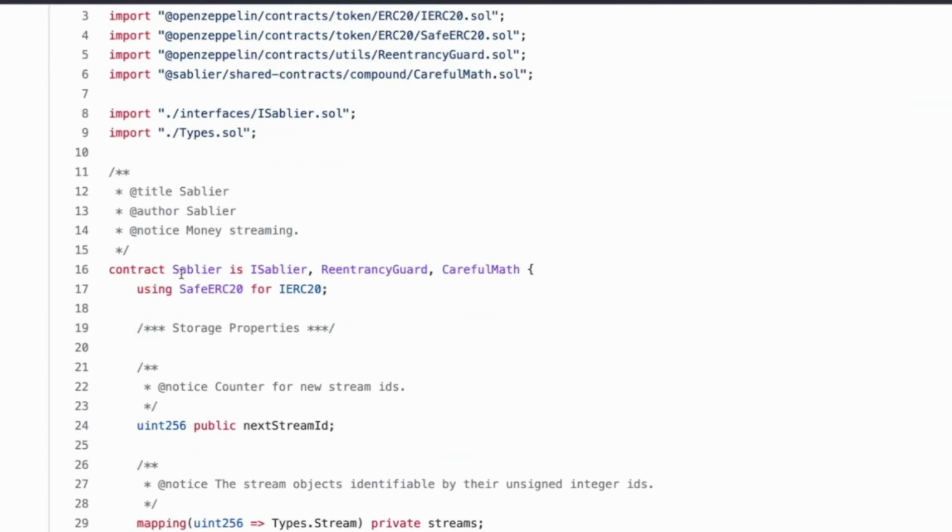So it's Sablier, iSablier, reentrancy guard, and careful math. Interesting about the reentrancy guard. I mean, that's obviously important, but I'm just thinking because the stream isn't something that you can lock with like a mutex, but maybe it's for something else.